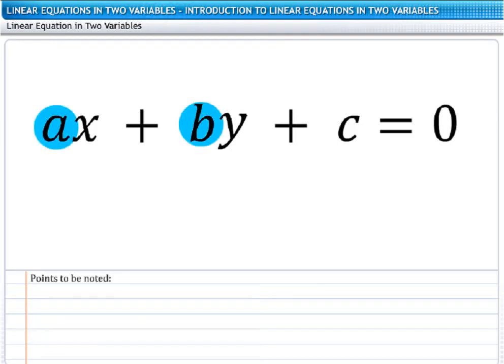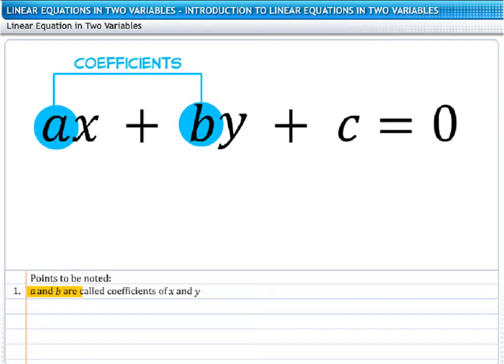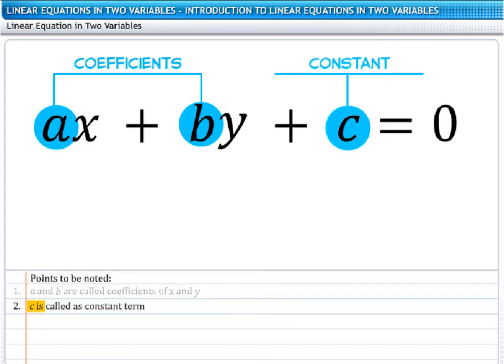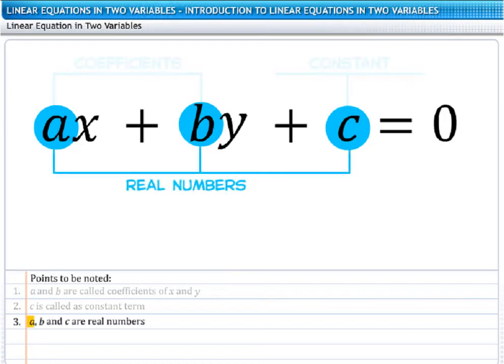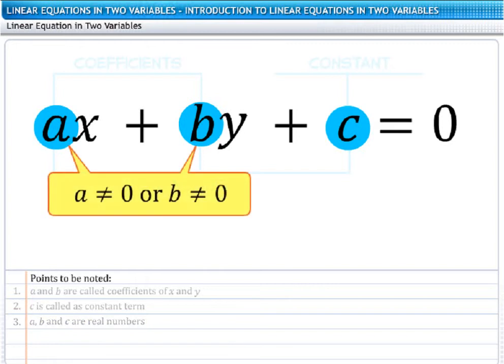a and b are called coefficients of x and y. c is called a constant term. a, b and c are real numbers. And, in a given linear equation, both a and b should not be equal to 0.